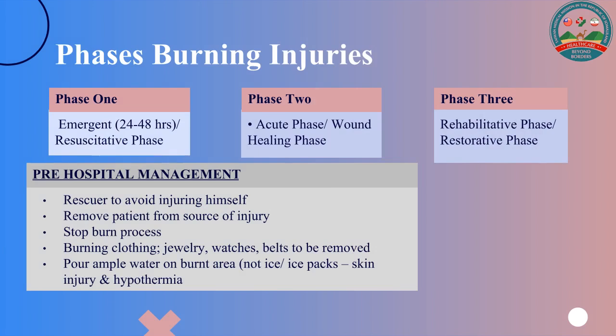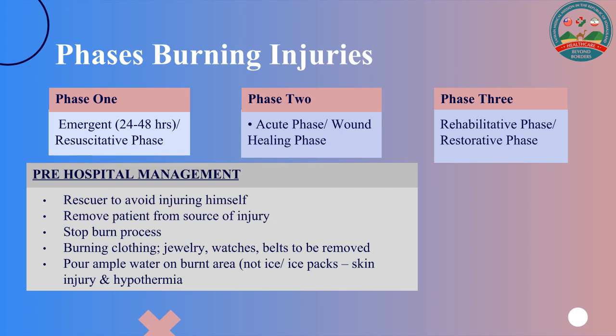During this period, our priority is stabilizing the patient, controlling life-threatening complications, and beginning fluid resuscitation. Phase 2 is the acute or wound healing phase. Here, the focus shifts to infection prevention, wound care, and supporting tissue repair. Phase 3 is the rehabilitative or restorative phase, where we work on long-term recovery, functional improvement, and minimizing disability.